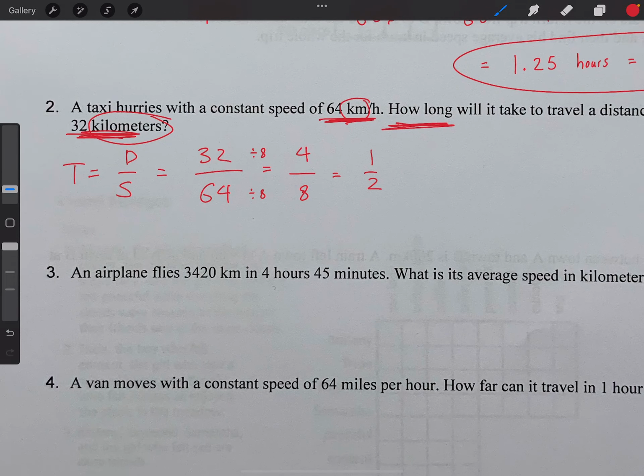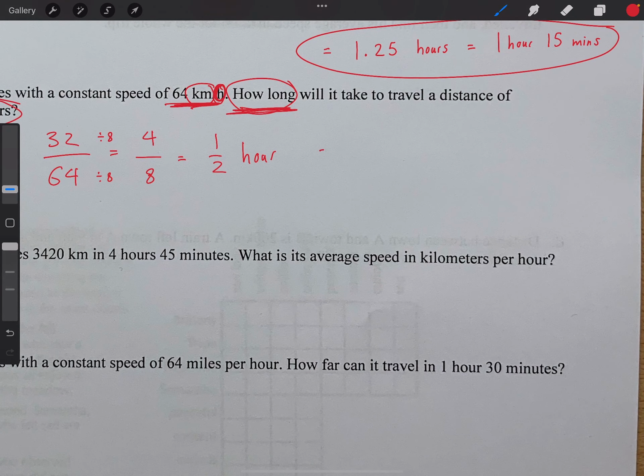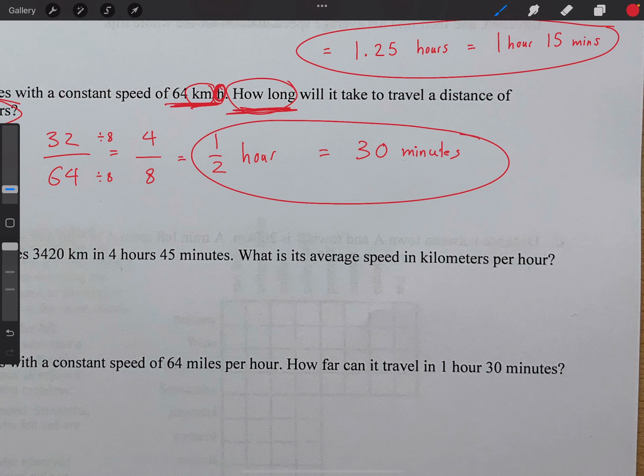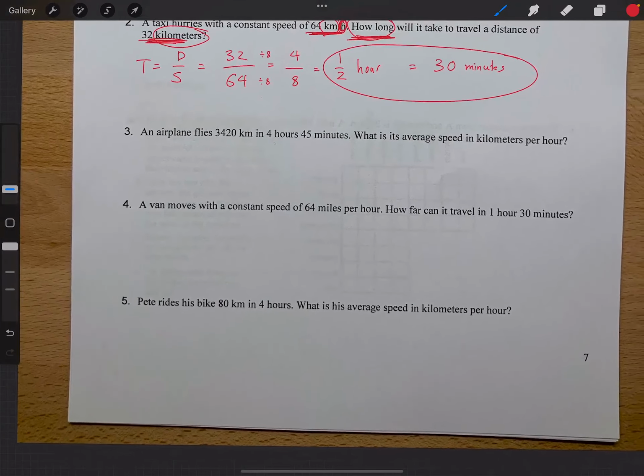So half of what? Now, because we're dealing with how long, it's going to be in either hours or minutes. But since this one is in hours, it's going to be half an hour. Or you could say that's 30 minutes. Either answer is acceptable. Alright, next one.